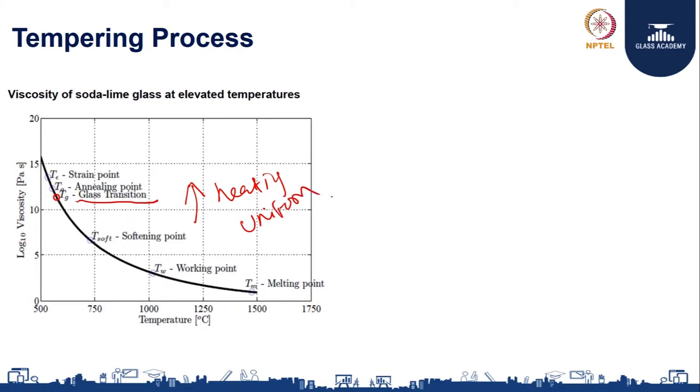This is the key temperature. The heating of glass has to cross this temperature and the heating should be as uniform as possible. Heating should be uniform to make sure that the glass is flat after heating.